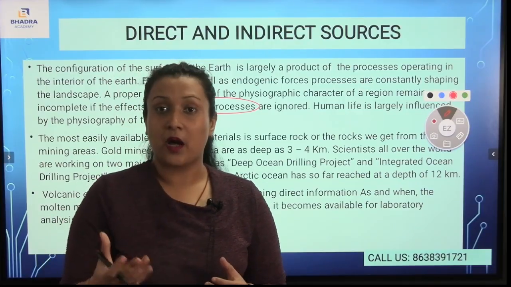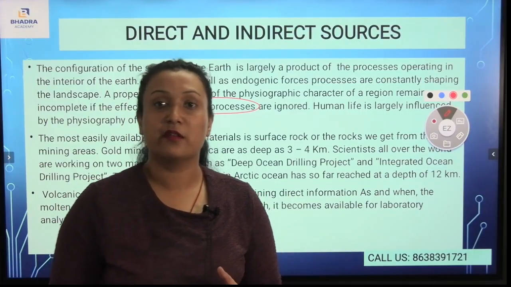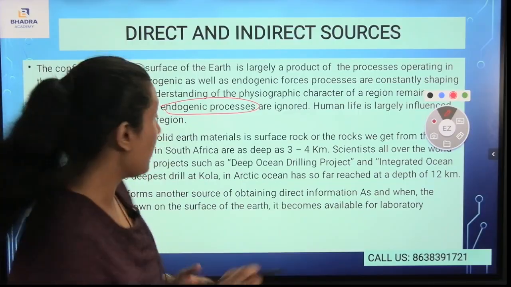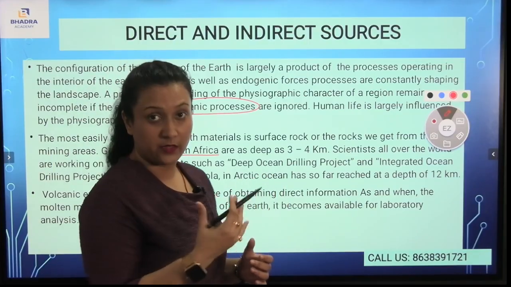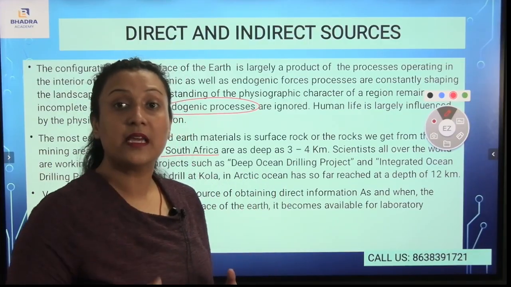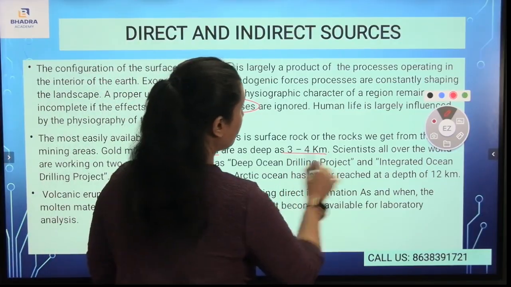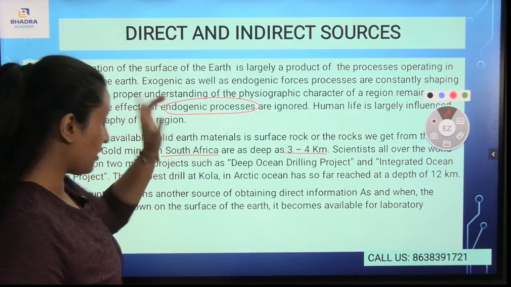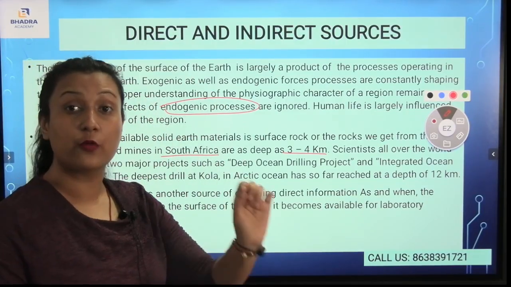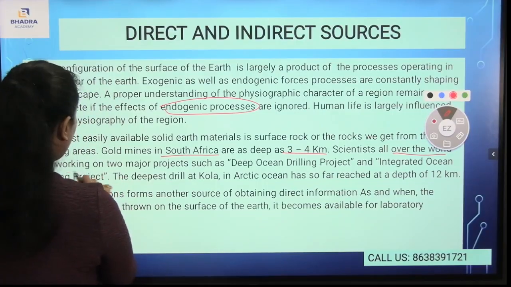In fact, the magma which comes from the volcanic eruption is also an example of the direct sources of the earth. Now, in South Africa there was a mining activity, which means the mines are nearly 3 to 4 kilometers deep. And scientists all over the world are working on two major projects. Very, very important.